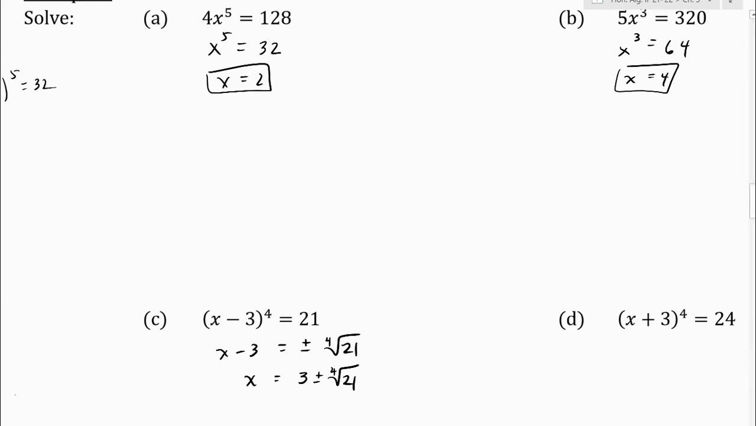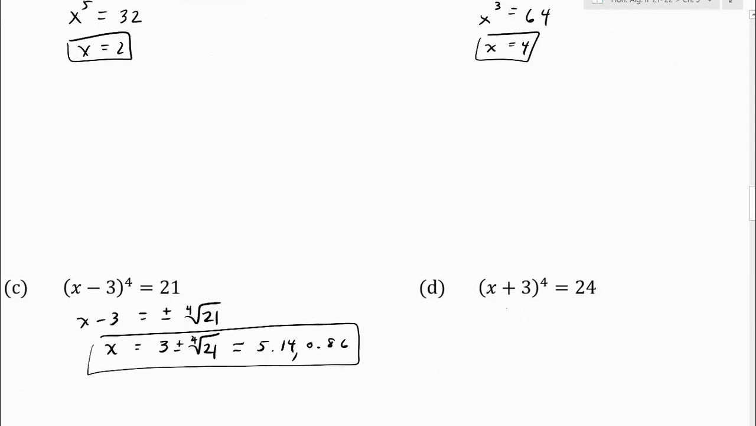So if I want to see what 3 plus the fourth root of 21 is, I typed it in wrong, dang it. That's about 5 and 1400ths. If I want to do 3 minus the fourth root of 21, it's about 8600ths.